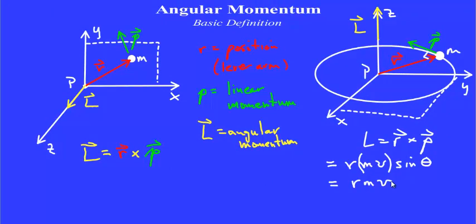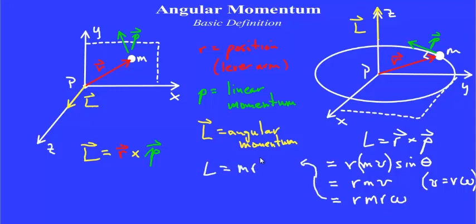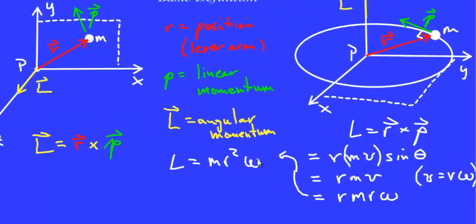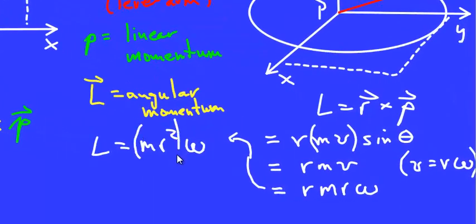Remember additionally that v is related to the angular velocity in the following way. So we can make that substitution. Now we get rm r omega. And we get a new expression that looks like this, mr squared omega. But remember that this expression here, does that look familiar? That's the moment of inertia of a point mass, right?